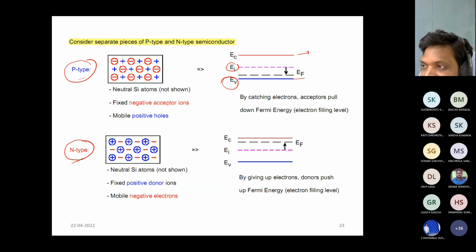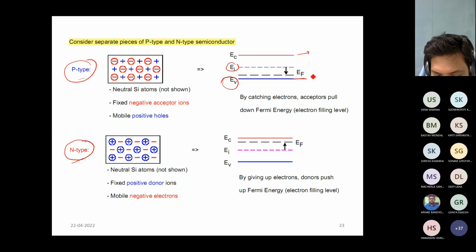Can you hear me? Yes, sir. In p-type semiconductor, which carriers are more? Holes. What type of carriers are more? Mostly holes. Which type of carriers are there? Positive carriers. Positive means what?